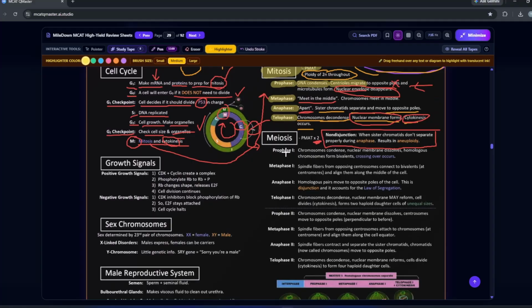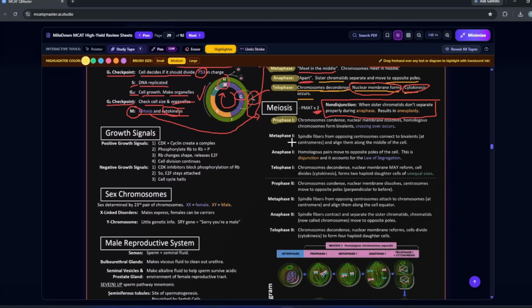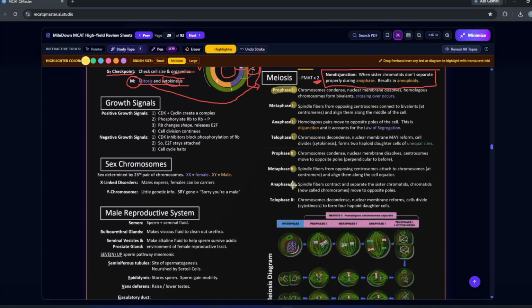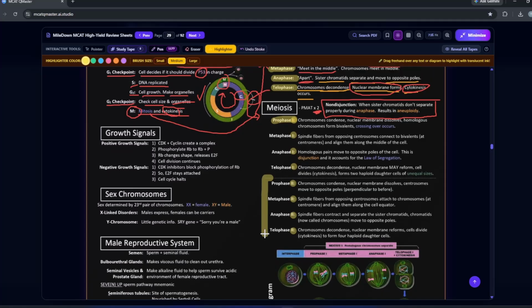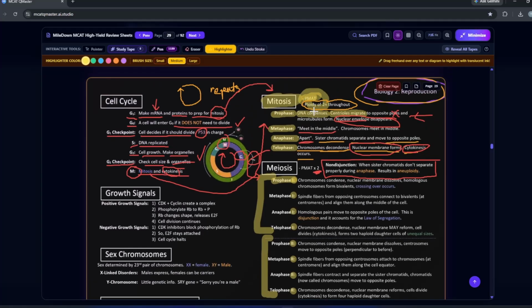So the first thing that happens is your prophase, but you'll notice these Roman numerals here. So you have prophase 1, metaphase 1, anaphase 1, telophase 1, and then you have prophase 2, metaphase 2, anaphase 2, telophase 2. So this is PMAT number 2, this is PMAT number 1. So PMAT happens twice, unlike mitosis, which only happens 1 time, right?